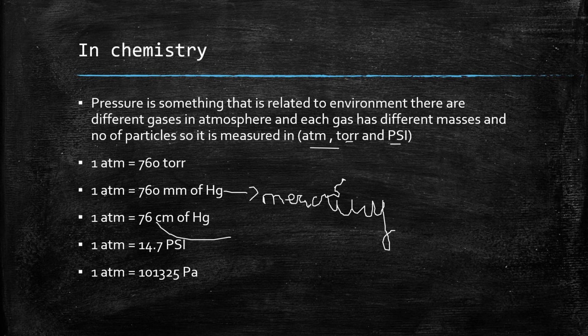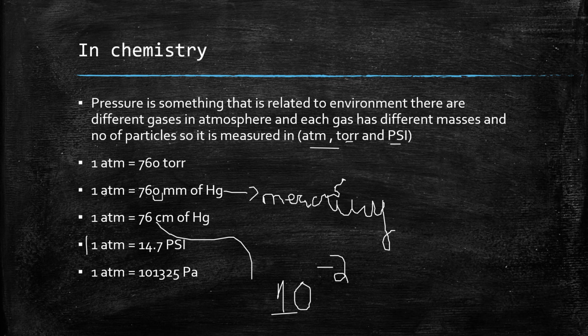Now here centimeter is basically the unit 10 to the minus 2. So here we have simply measured it in another unit. So here it is taken as centimeters of Hg. 1 atm is equal to 14.7 psi.